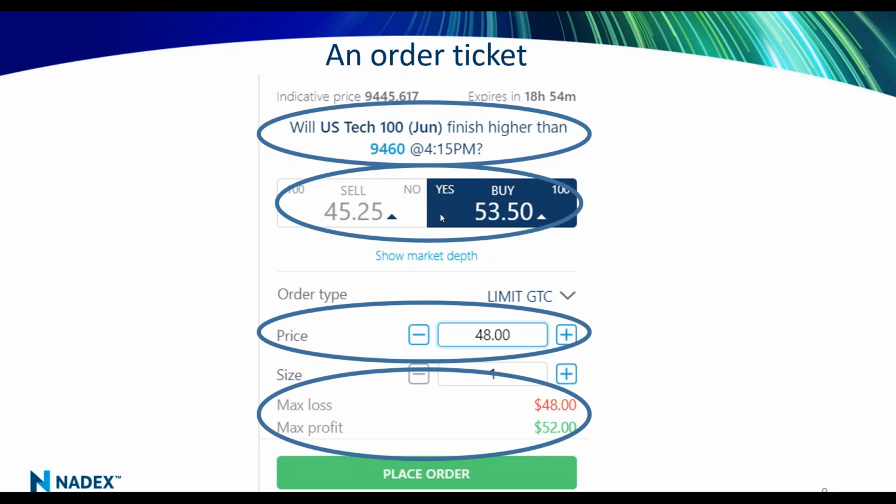All right, and then at the bottom, we always calculate your potential profit or your potential loss. If you were to buy one of these at 48, that's the most you can lose. You can't lose any more than 48. And what could you potentially make? It's 100 minus 48, so it would be $52. You'd risk 48 to make 52. Those add up to 100.